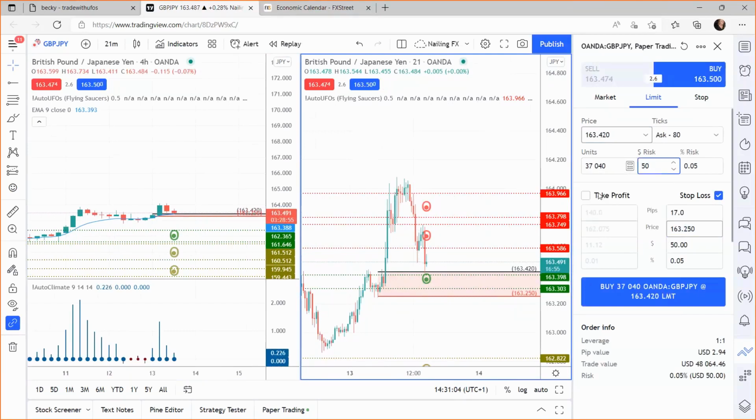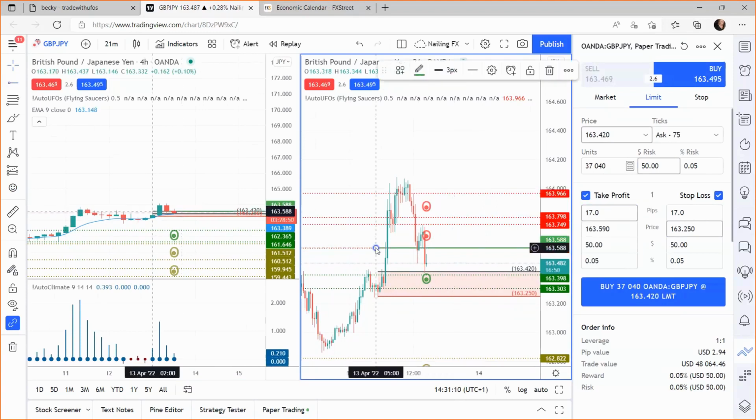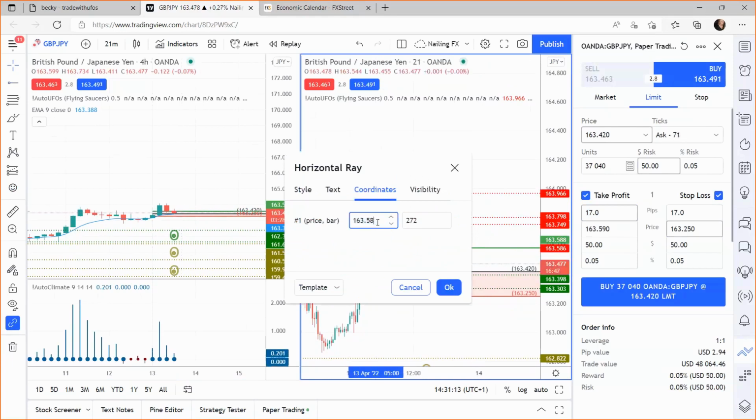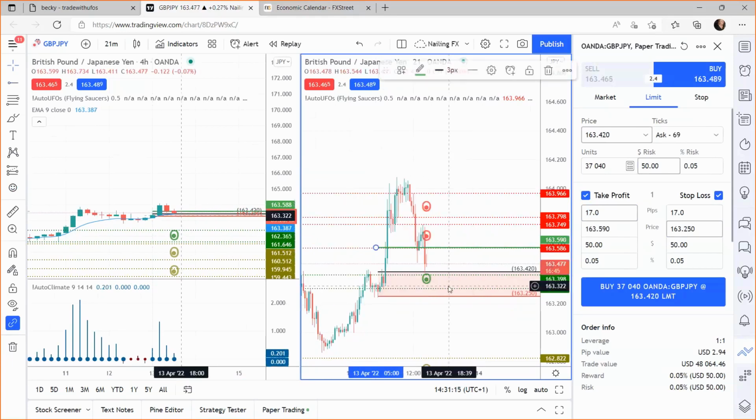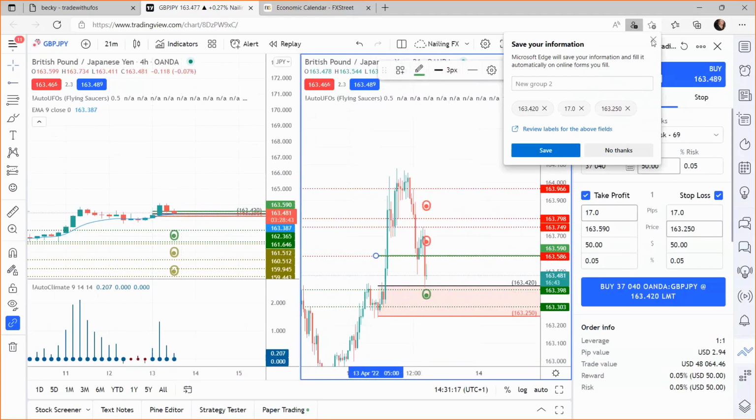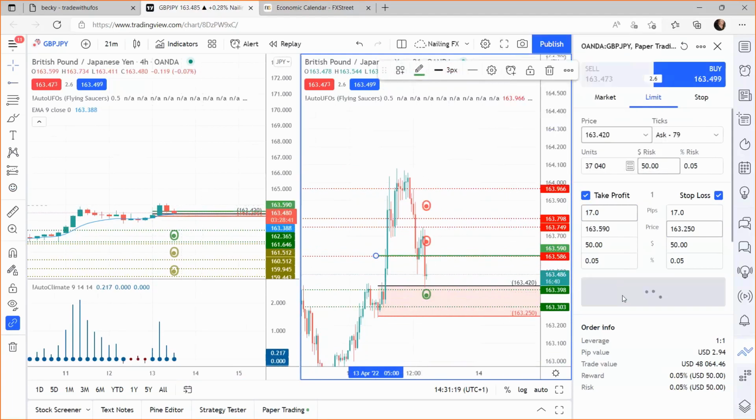You guys do what you want. Our first target is always 1 to 1 away. So in this case, our target one is going to be 163.59. Very close there in my drawing off the cuff there. So that's going to be our first target. So we'll put that in.